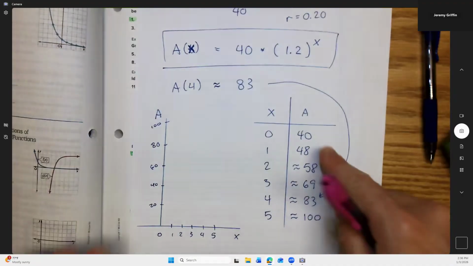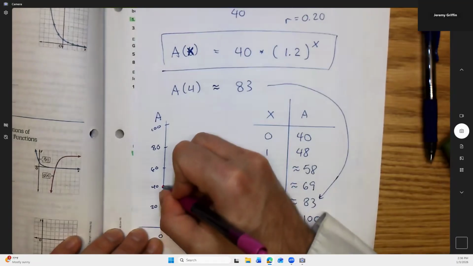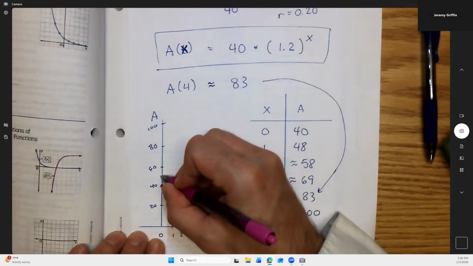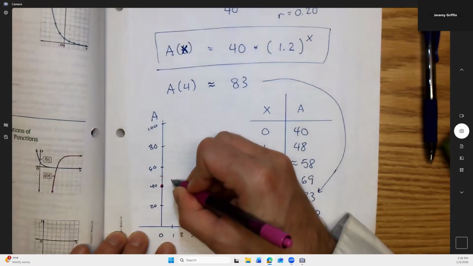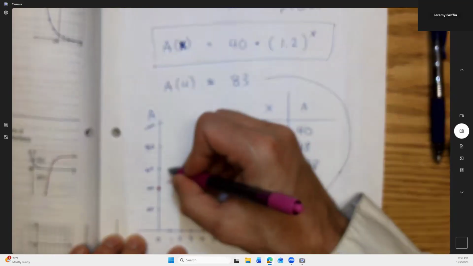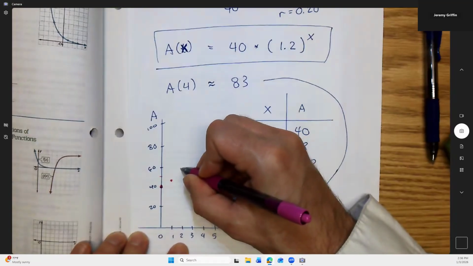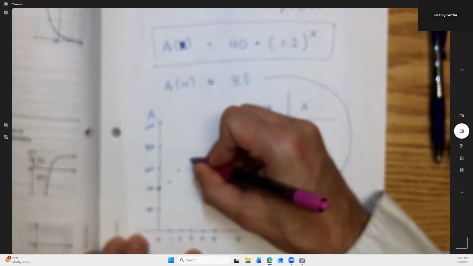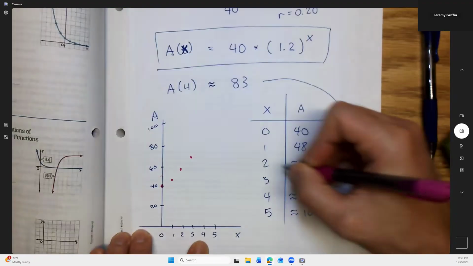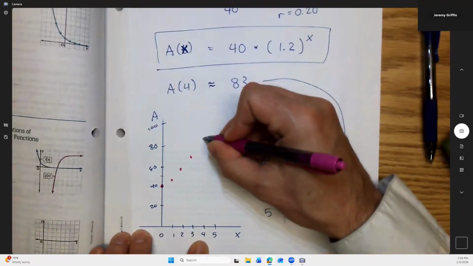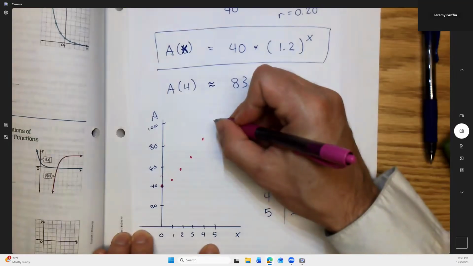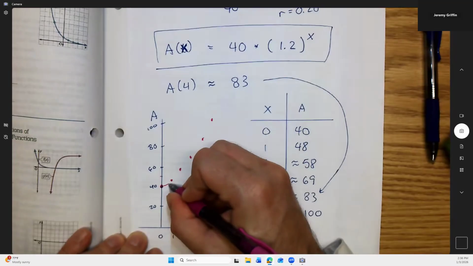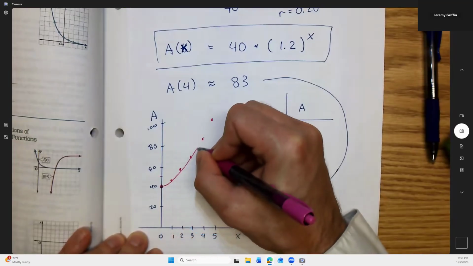So at time 0 or year 0, there were 40 members. After 1 year, now we're up to 48. Well, here's 50, so 48 is a little short of that. After 2, 58. After 3, 69. 4 is 83. 5, about 100. Yeah, you can see it here. It's kind of curving up, isn't it?